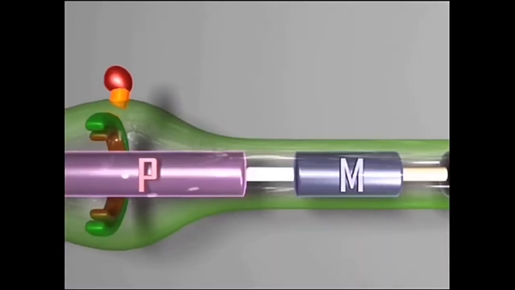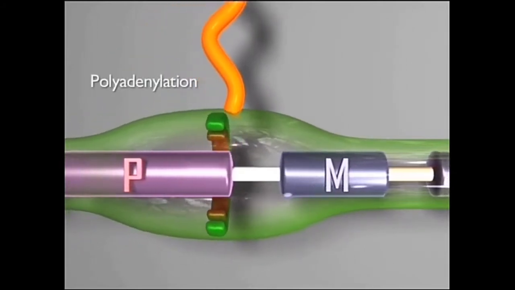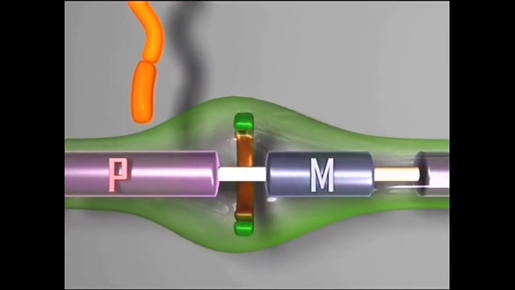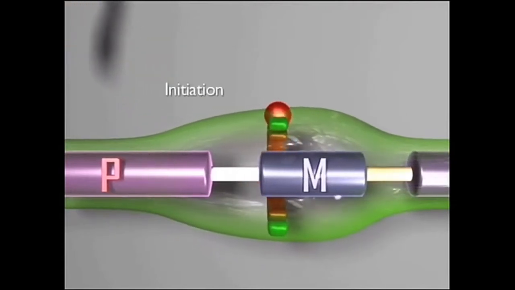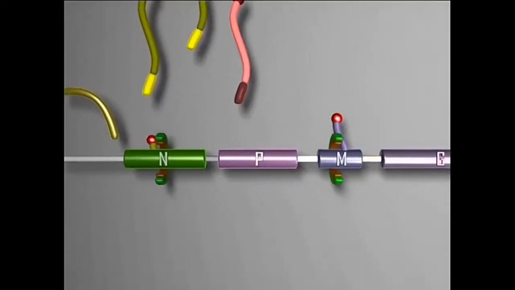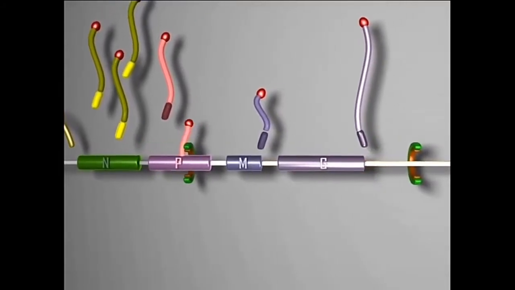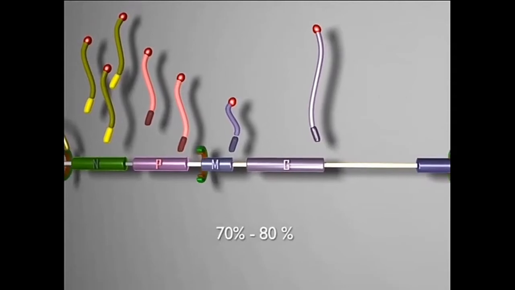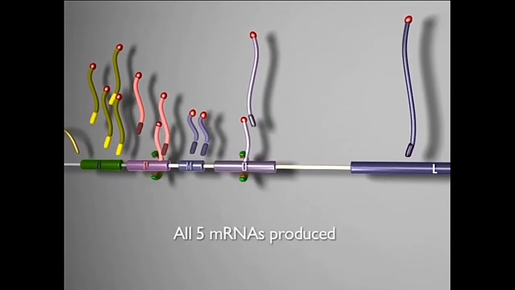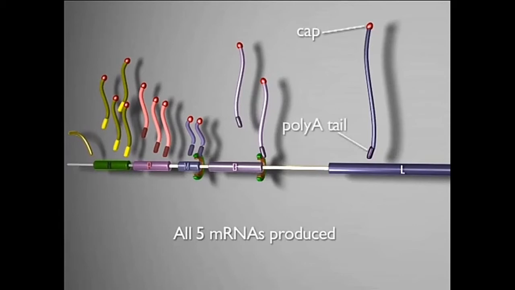When the polymerase reaches an intergenic region, it receives the signal for the polyadenylation and finally termination of the previous messenger RNA. It doesn't transcribe the intergenic region, and it continues with the initiation, capping, and methylation of the next in-line messenger RNA. How exactly these signals alter the activities of the transcriptase complexes is not known, but in 70 to 80% of the time, the mechanism is successful at each intergenic region, and all 5 messenger RNAs are produced in one go. They all have a cap and a poly-A tail.